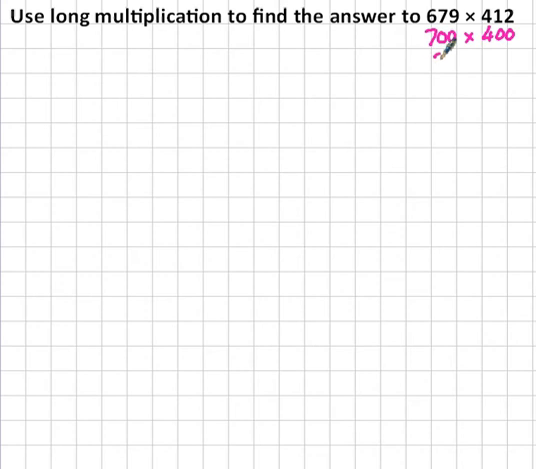7 times 4 is 28, and then multiply 28 by 10,000, and I get 280,000. So a reasonable estimate, not a perfect one, but a reasonable estimate for 679 times 412 is 280,000. Okay, I'm going to set these numbers out in place value columns. So I've written hundreds, tens and units columns for myself. And then let's write in the figures.